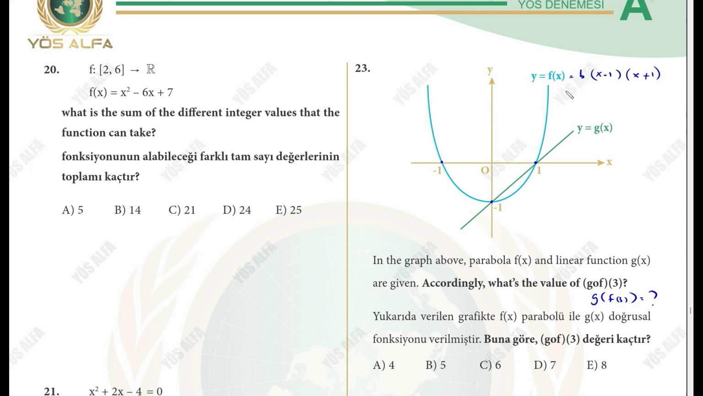We can find the constant from this point. Minus 1 is f of 0. So f of 0 is equal to b times minus 1 and 1, negative 1. So b is 1. So our f of x is going to be x minus 1 times x plus 1. So we are looking for f of 3. So f of 3 is 3 minus 1 times 3 plus 1. So it's 8. So our second target is g of 8.